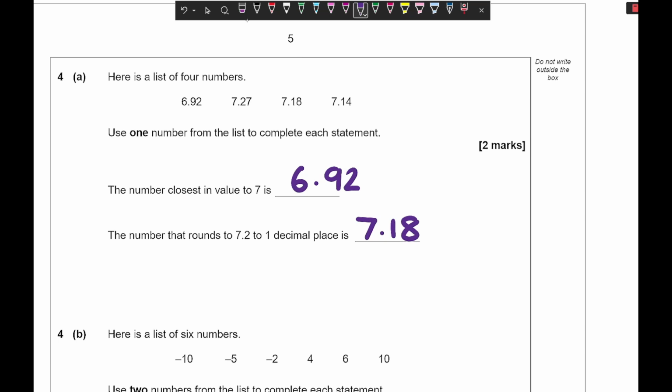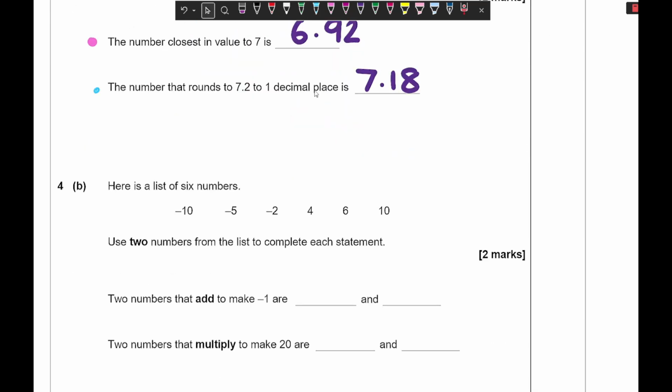And again, the reason for that, if I just color code this, in terms of closest to 7, this one is 0.08 away, this one is 0.27 away, this is 0.18 away, and this is 0.14 away, and you want the smallest number that's there. For the second one, in terms of which one rounded to 1 decimal place, this one's going to be 6.9, this is going to be 7.3, this one here is going to be 7.2, and this one here is going to be 7.1, which is why our answer is 6.92 and 7.18 respectively.